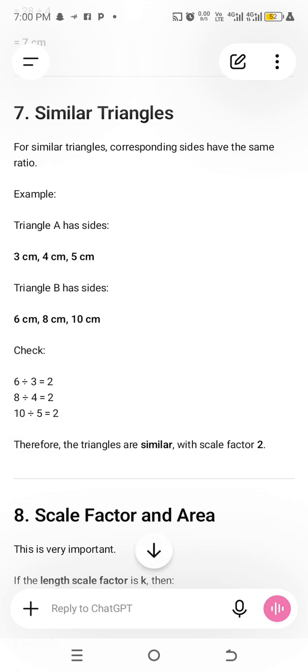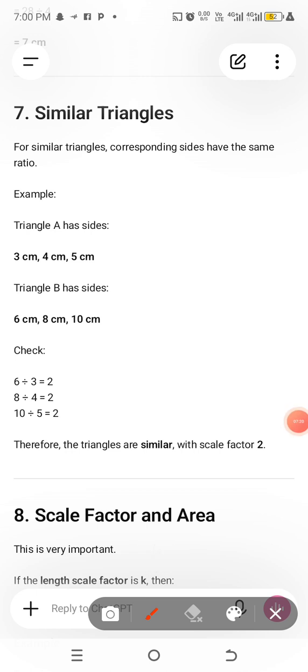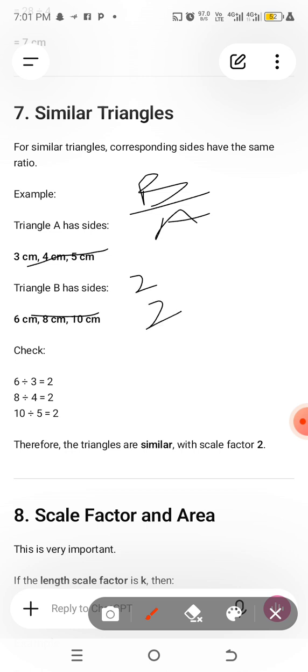Let's look at similar triangles. For similar triangles, corresponding sides have the same ratio. For example, triangle A has sides 3 cm, 4 cm, 5 cm. Triangle B has sides 6 cm, 8 cm, 10 cm. What will we do? We'll do B over A across everything. So 6 over 3 equal to 2, 8 over 4 equal to 2, then 10 over 5 equal to 2. So the triangles are similar.